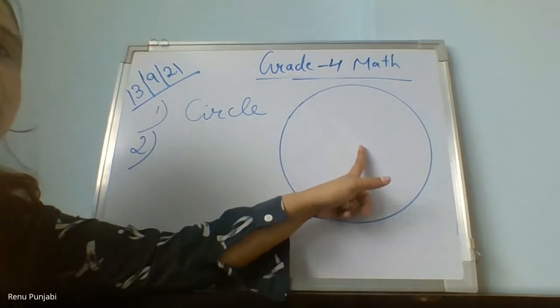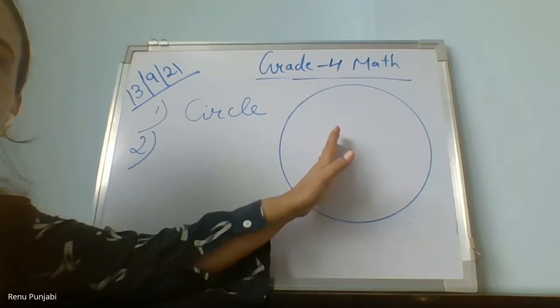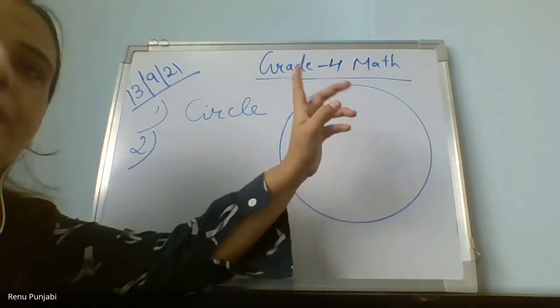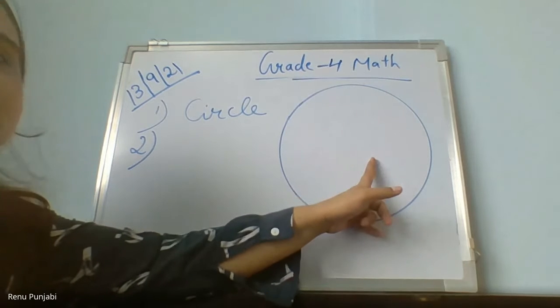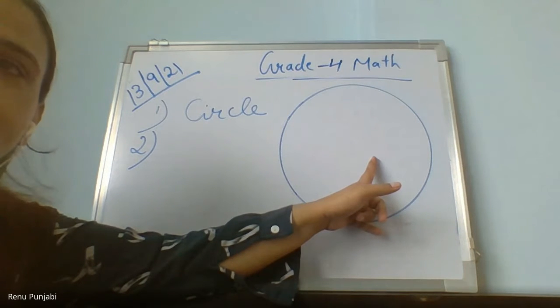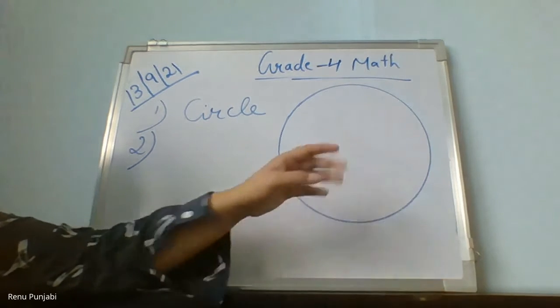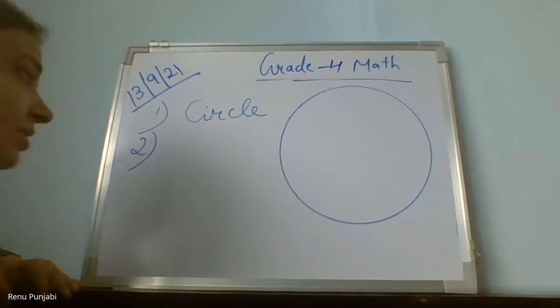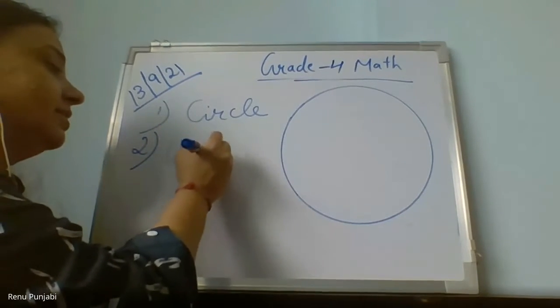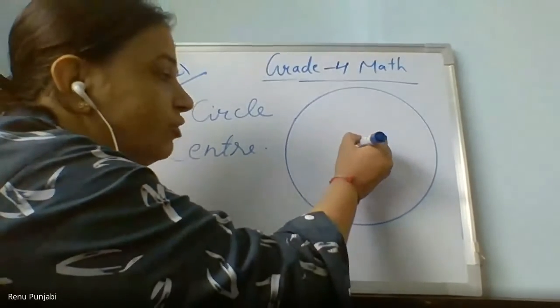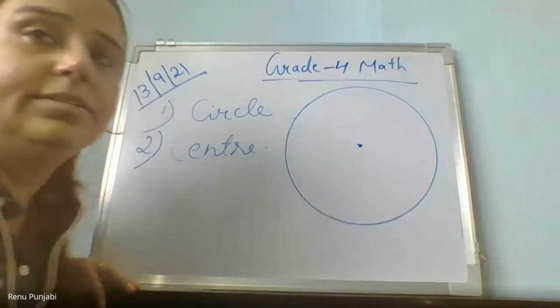A circle is a closed figure. It is not open from anywhere. It is a closed figure which has no corners, no edges. Got it? No corners, no edges, only one flat face. Next is the center. What is the center of a circle? How will you define the center of a circle?